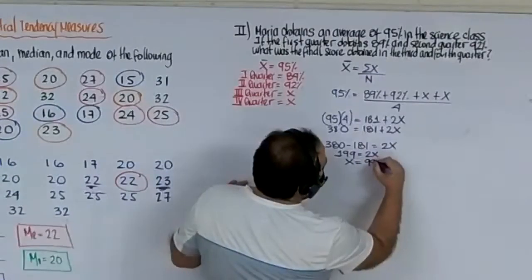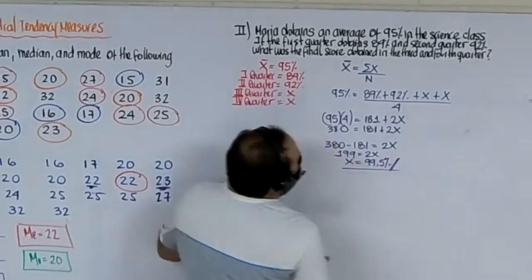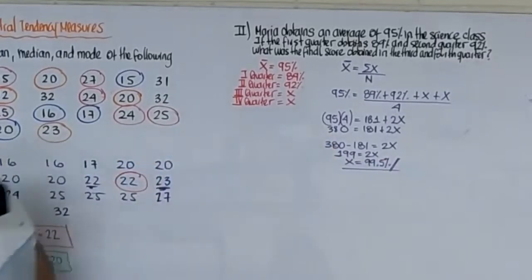99.5%. That's supposed to be the final grade in the third and fourth quarter for Maria to obtain an average of 95% at the end of the year. Okay. Now let's continue. I don't know if you have some doubts or questions so far, or everything is clear. Are we clear? All right.